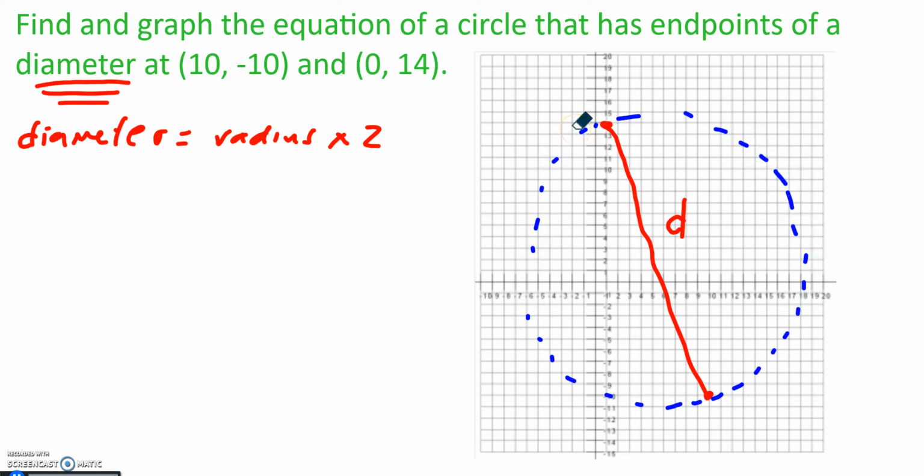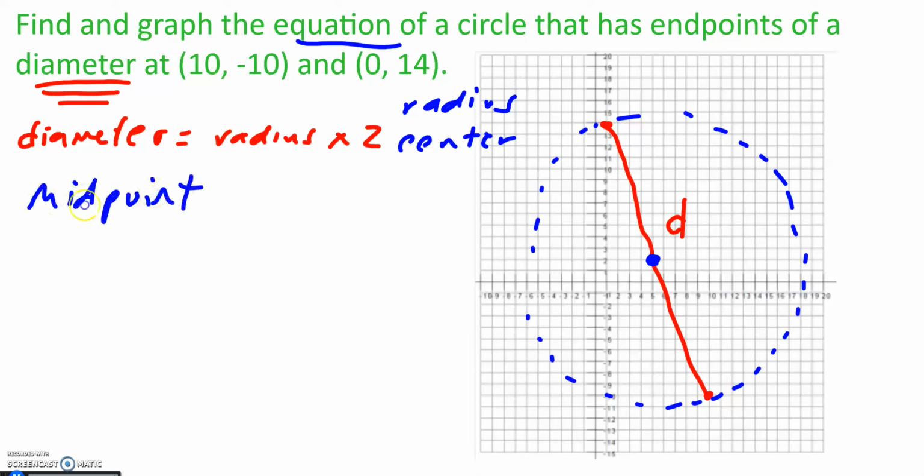Okay? So your goal is to find two things. Remember, the two things that matter to find the equation: you need the radius, which we don't have yet, and you need the center, which we also don't have yet. So let's think about this. We need to find the exact center of this circle. How in geometry did we find the center of any segment? If any of you were thinking midpoint formula, great job. So what we need is the midpoint to find the center.